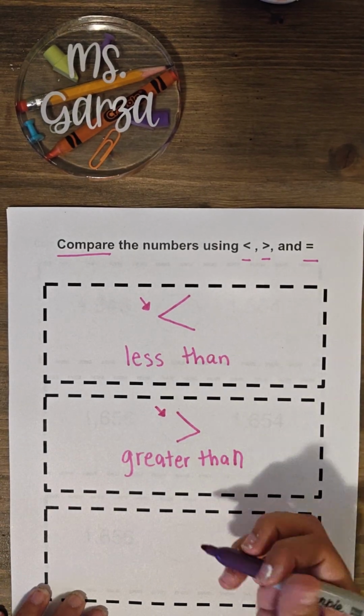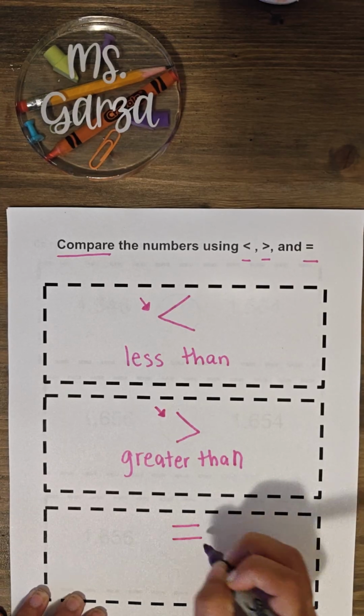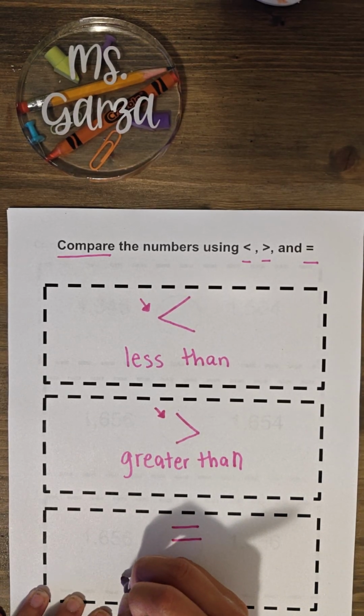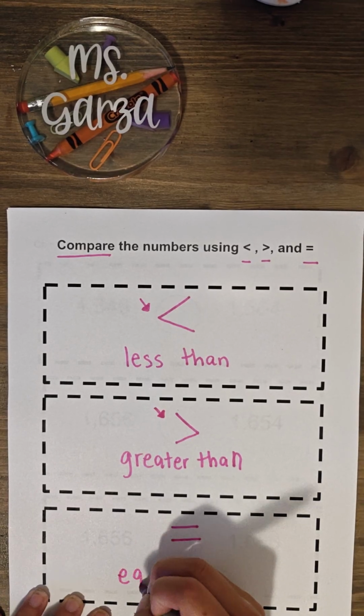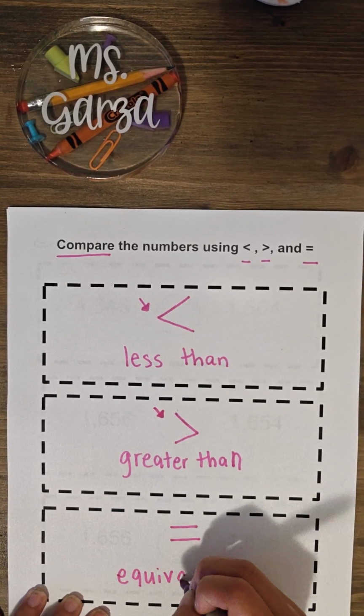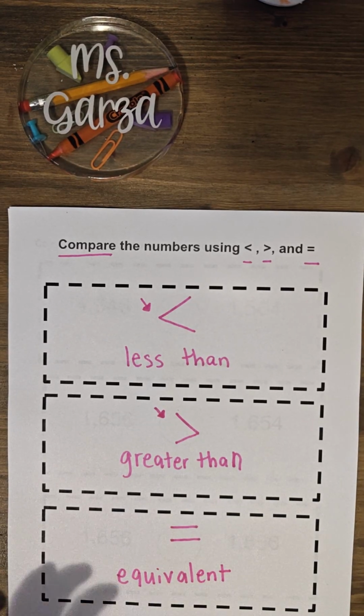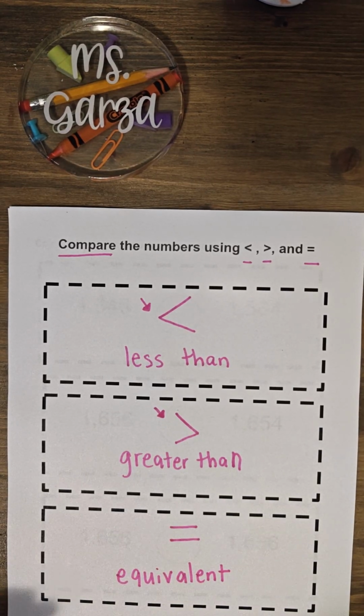Then the last symbol we'll be talking about is called the equivalent or equal sign. But for today, we'll call it equivalent. And that just means that both sides are the same.